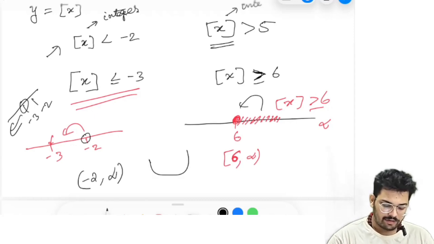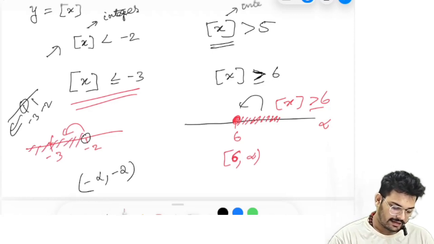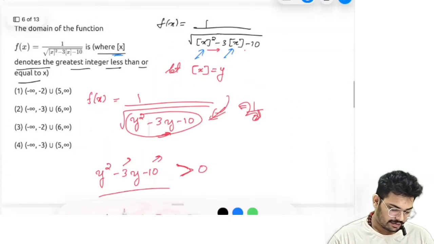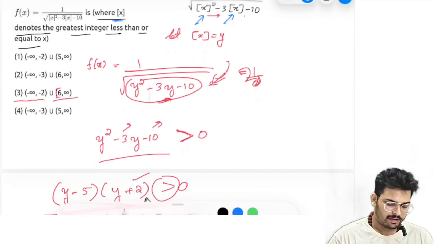So our answer will be the union of these two. This should be minus infinity to minus 2, which means if you take any number in this region, its greatest integer will be minus 3. If you take a number over here, its greatest integer should be minus 2 only. Therefore, our answer will be the union of these two cases. So our answer will be minus infinity to minus 2 union closed 6 to infinity.